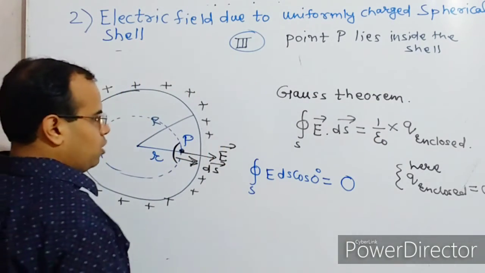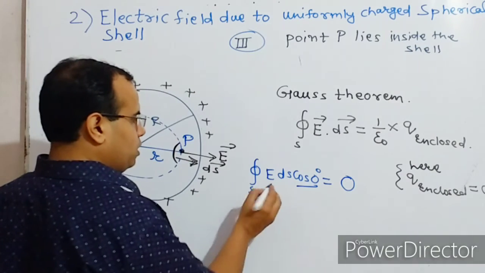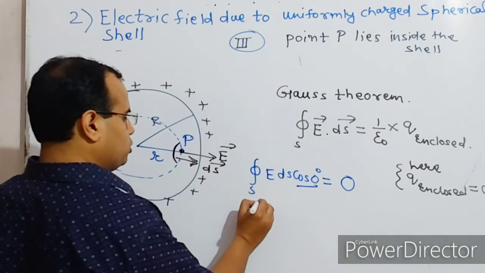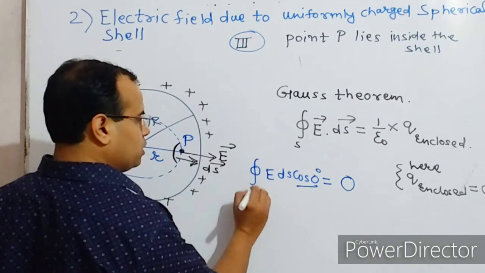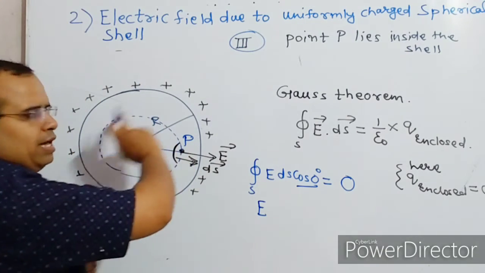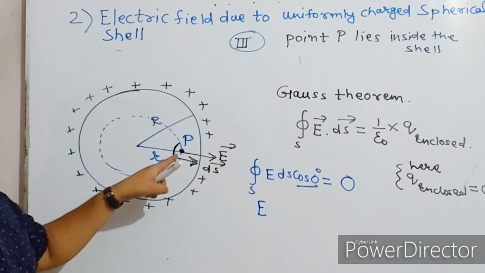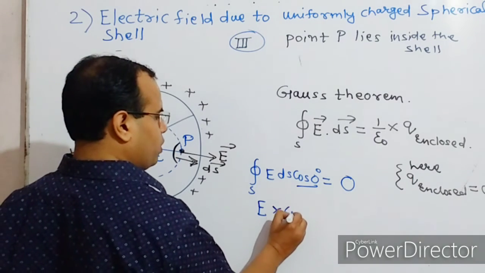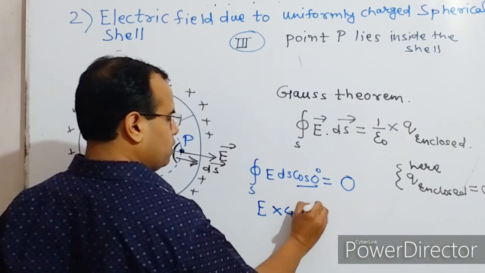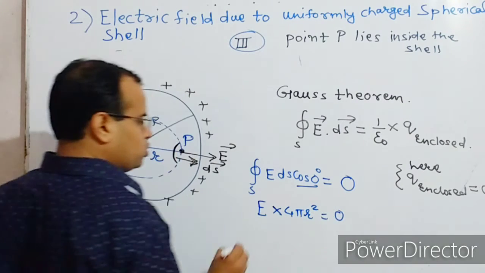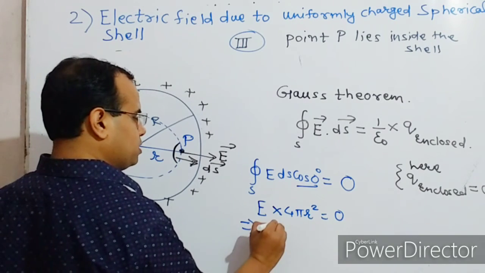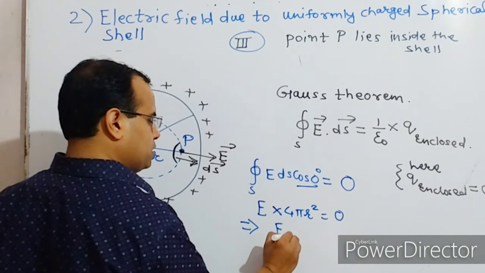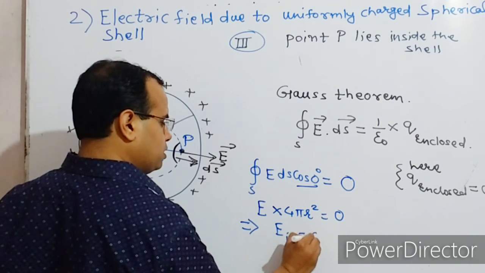Now cos 0 is 1, so this term is 1. E is taken outside because it is constant, and closed surface integral ds would be the area of this Gaussian surface, that is 4 pi r square, and that equals 0. So by this you can write that E inside the spherical shell is 0.